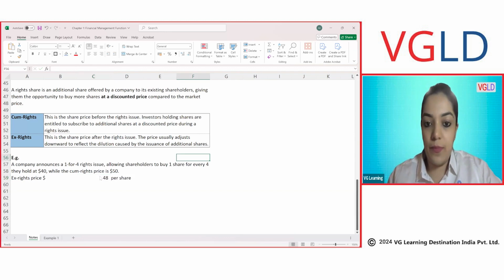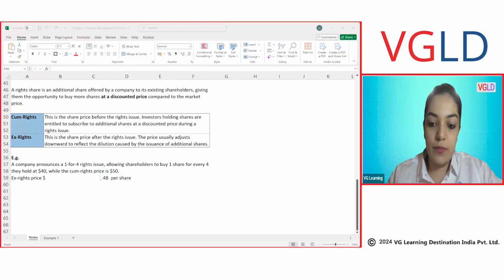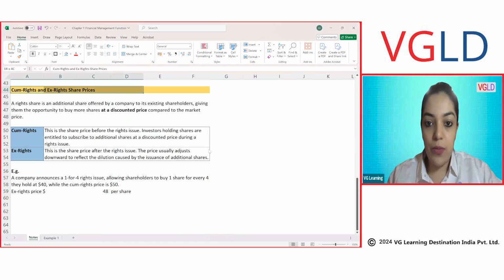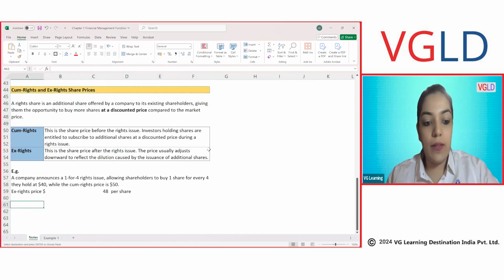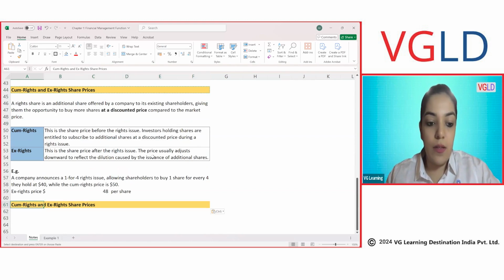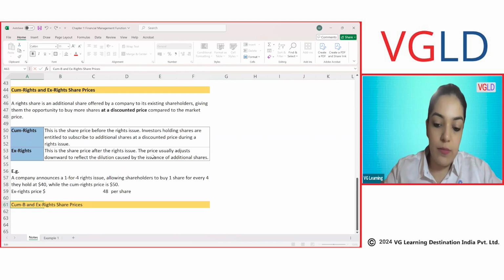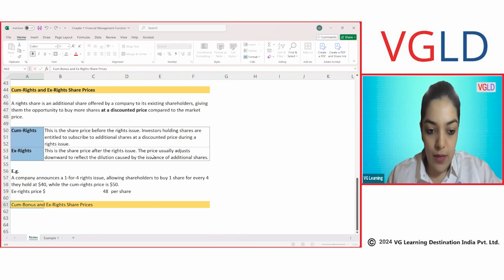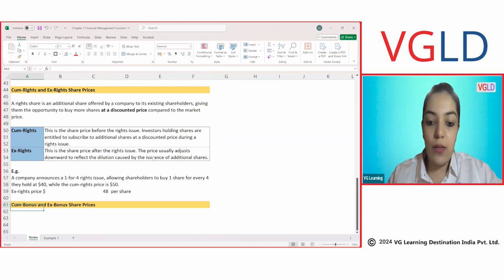Now I'll explain one similar concept again. I want to do three of them together because they're all on similar lines. So there is cum bonus and ex bonus share price. Can anyone tell me what is a bonus share? What is a bonus share? Can anyone tell me?